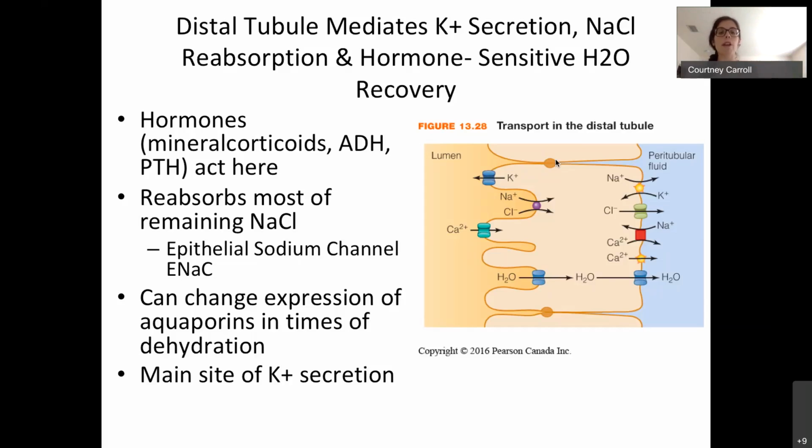And so this is where we're going to reabsorb most of the remaining sodium chloride through some of those epithelial sodium channels, for example. And we can also change the expression. Remember, we talked about with antidiuretic hormone, we can change the expression of aquaporins. When we don't have enough water, we can recover more water. The distal tubule is also where we're going to secrete potassium, so bringing potassium from the blood plasma into the filtrate. So it's got this potassium secretion and then control with regards to sodium and water.